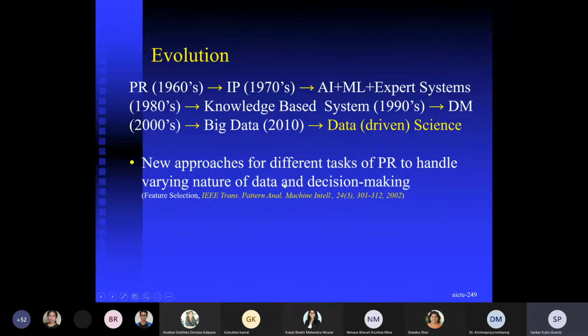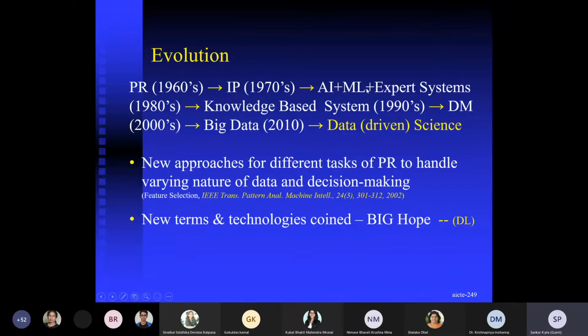So this is the mother subject. If you want to know deep learning today, you have to know shallow learning. If you don't know shallow learning, you have to know neural networks, basic learning. If you want to know neural networks, you have to know pattern recognition. So one should not jump. And every evolution gave birth to new terms and technologies.